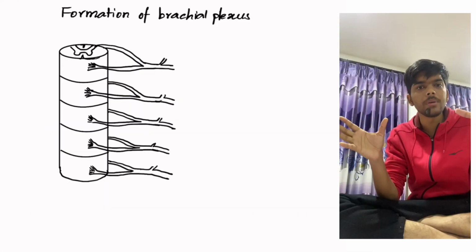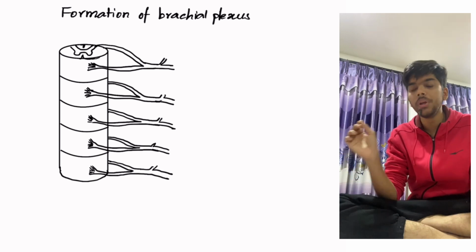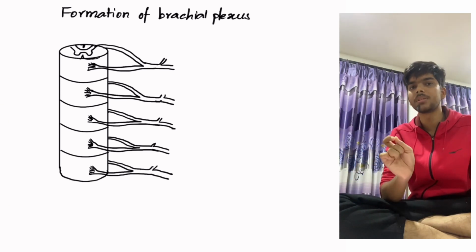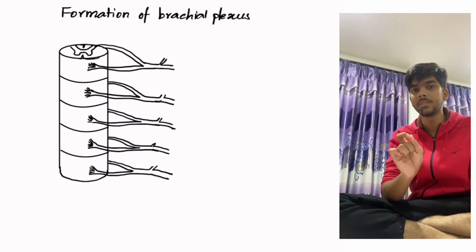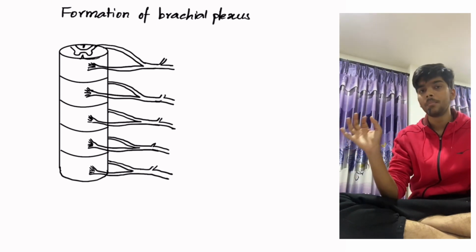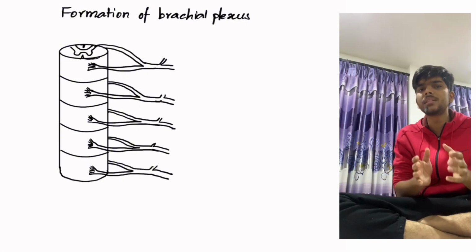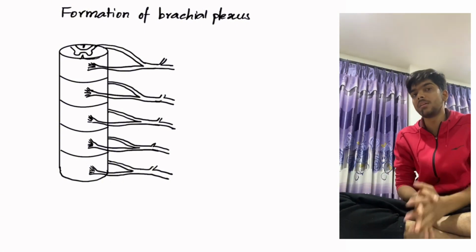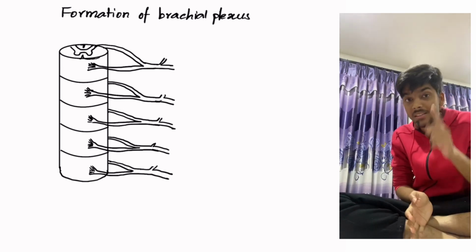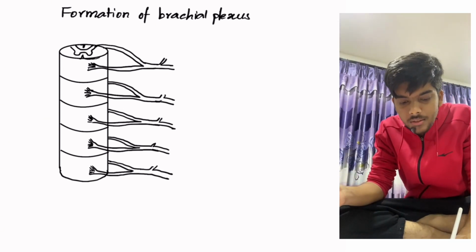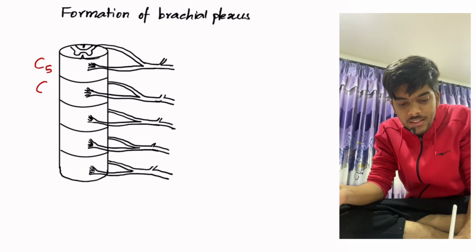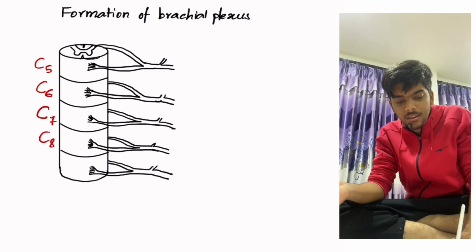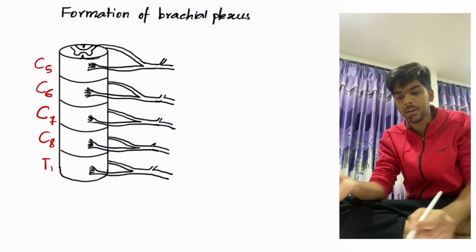Let's look at the formation of brachial plexus. We know that brachial plexus is formed from the primary ramus of spinal nerves arising from segments of the spinal cord. But the question is, which spinal nerves are involved in the formation of brachial plexus? And the answer is C5, C6, C7, C8, and T1.